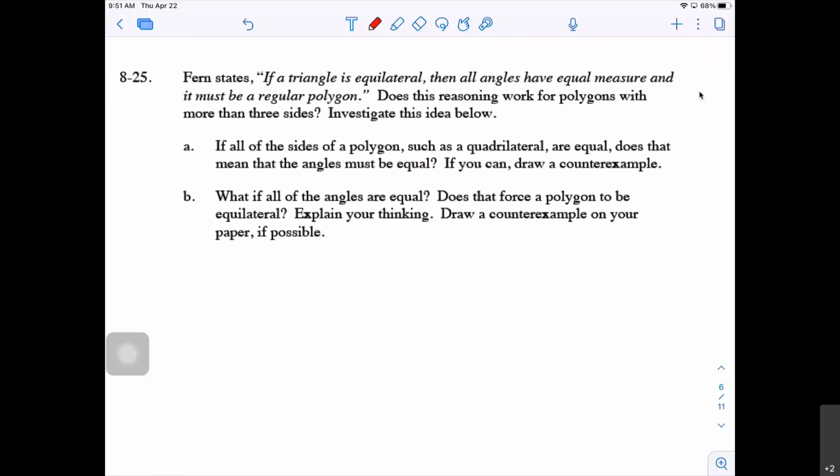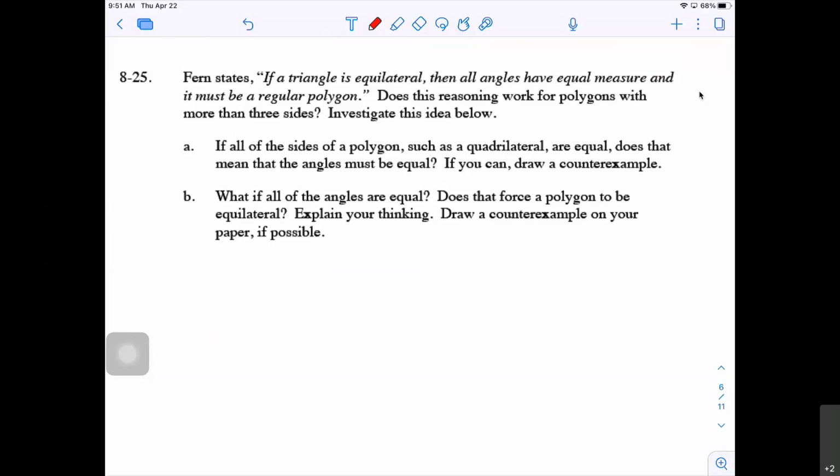If you know all sides of a polygon, like a quadrilateral, are equal, does that mean that all the angles are equal and therefore it's regular? What do you think? Think about the quadrilaterals. If you know that all the sides are the same, does that mean that all the angles have to be?